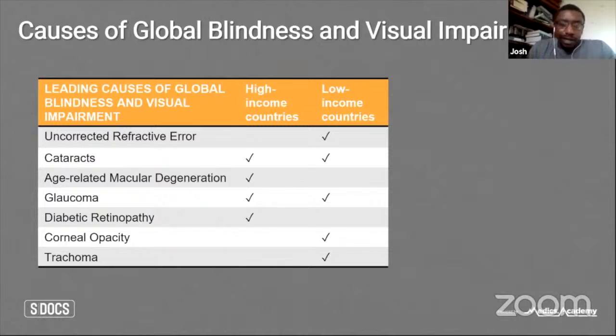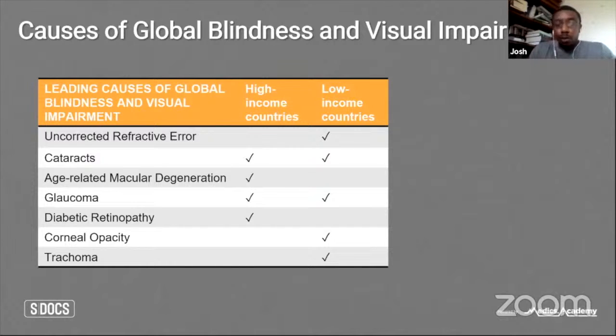Uncorrected refractive error, cataracts, glaucoma, corneal opacity, and trachoma are all linked with low-income countries more than they are high-income countries. Other than in cataracts and glaucoma, as you can see, there are issues in both countries. In both types of countries, the reasons why they are as prevalent as they are is different. The context is a bit different for why cataracts is so high in high-income countries as compared to low-income countries.